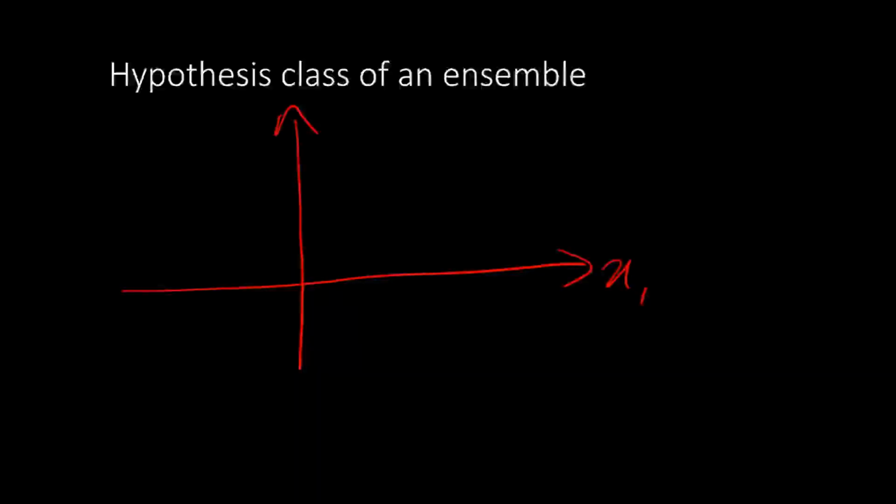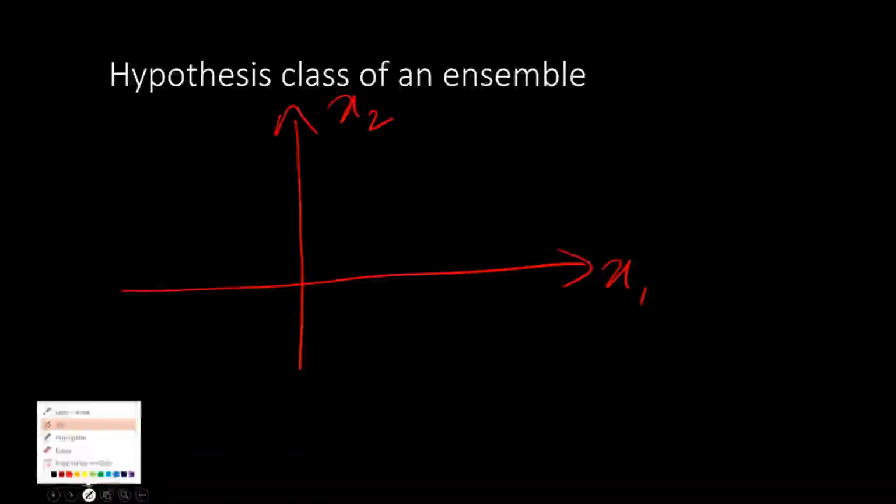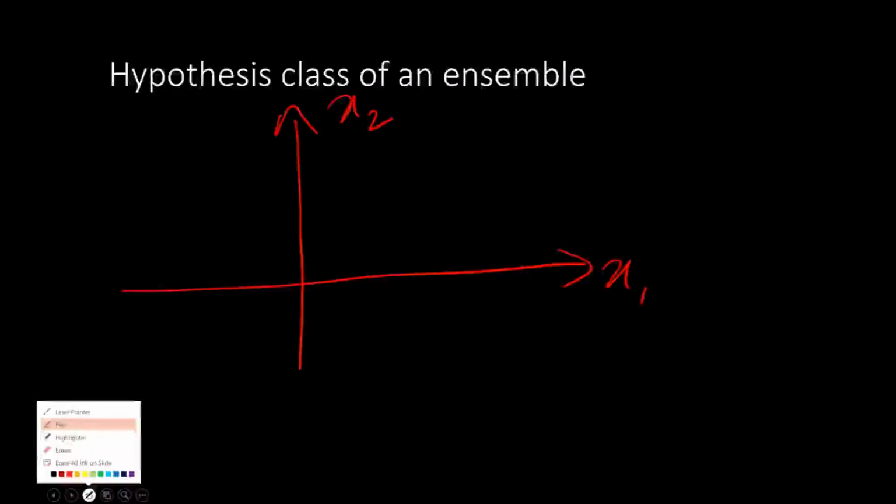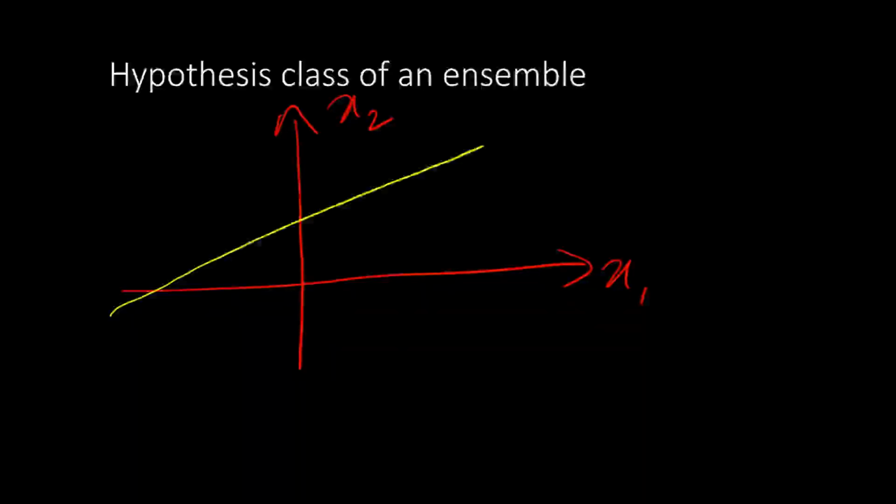Okay. So now let's look at a hypothesis class of an ensemble. If we look at simply the hypothesis class of linear classification, so this is your x1 and x2, and let's say we have three different linear classifiers in the ensemble. One is here, the other is here, the third is here.